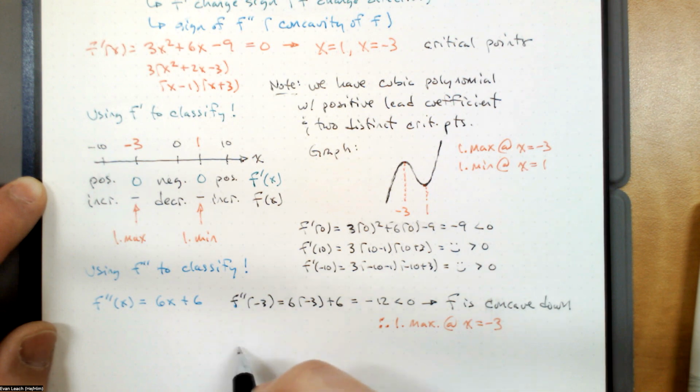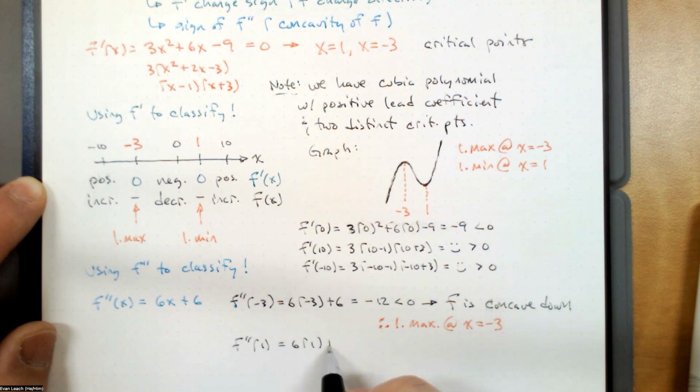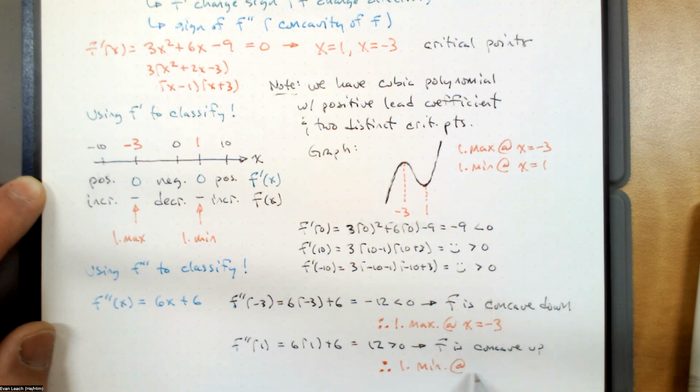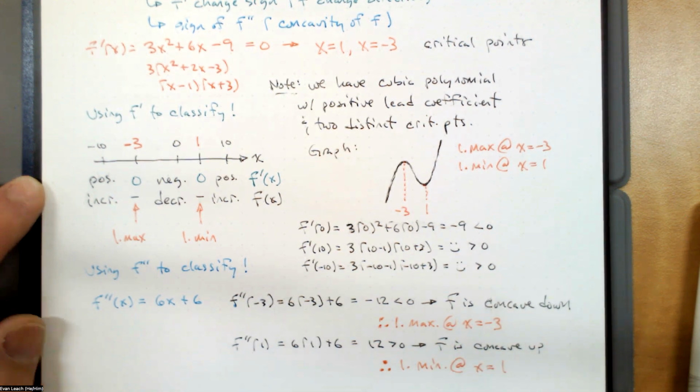If we look at the second derivative at 1, we get 6 times 1 plus 6. We get 12, which is positive. So f is concave up. Therefore, we get a local min at x equals 1.